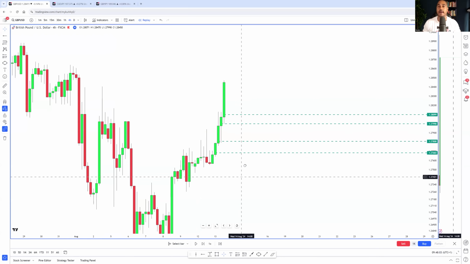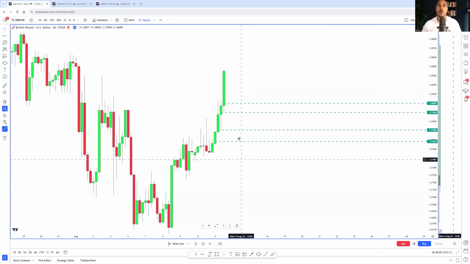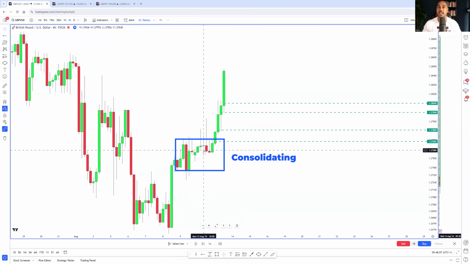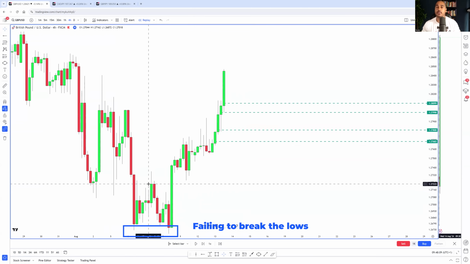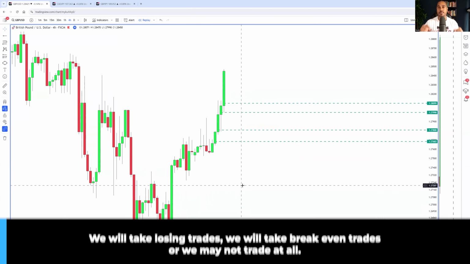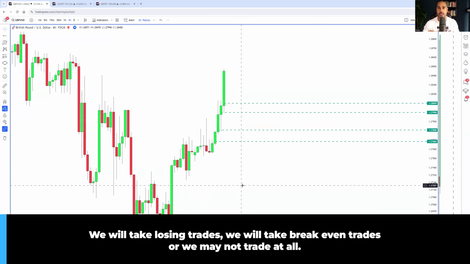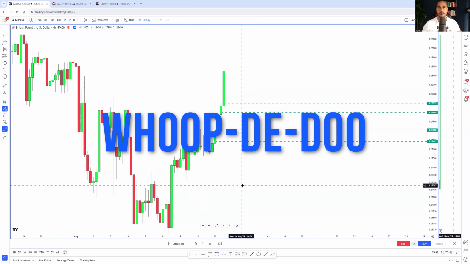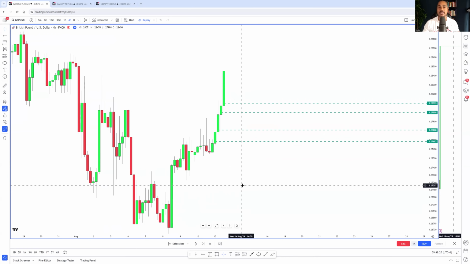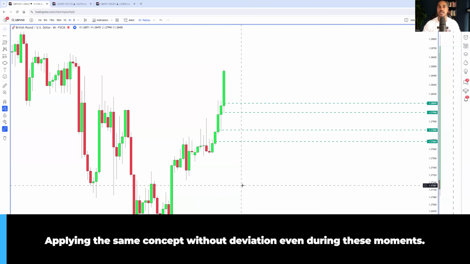Okay, think about that. Now, let's say the market conditions weren't as fluid as this. They were consolidating. They were failing to break the lows. They were failing to break the highs. During this period of trading, guys, we will take losing trades. We will take break-even trades, or we may not trade at all. Whoop-de-doo. But we want to be consistent, and we want to show up every day applying the same concept without deviation, even during these moments.